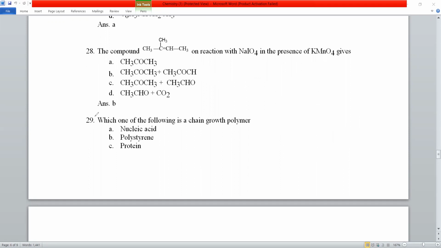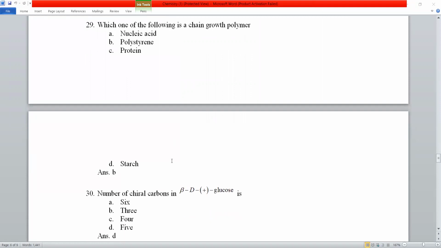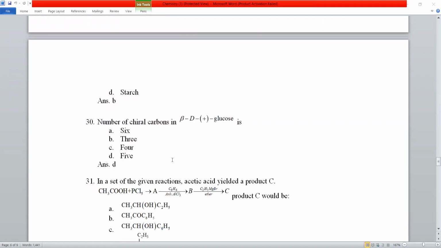Okay, next question number 29. Which of the following is a chain growth polymer? Chain growth polymers are nothing but addition polymers. Which is an addition polymer here? Polystyrene. Polystyrene is the answer. Protein is also not an addition polymer. Why? Because we have to eliminate the water molecule in peptide formation. Nucleic acid also, we have to eliminate the water. And starch also, we have to remove the eliminated water. So B is the answer.